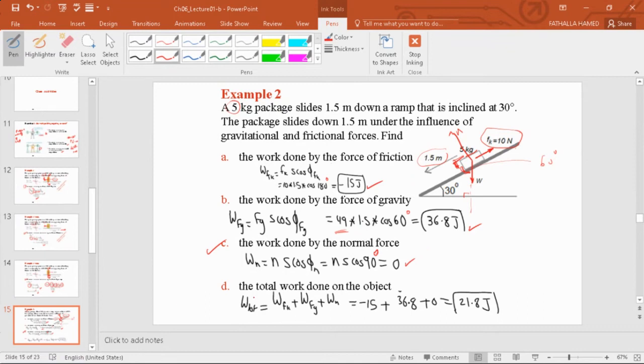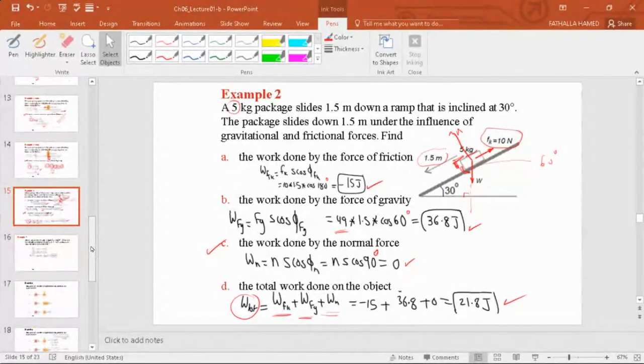So my total work here should equal the work done by the frictional force, the work done by gravity, and the work done by the normal force: minus 15 plus 36.8 plus 0, and that gives me 21.8 joules. So in this situation that we have here, the frictional force is constant, the weight is constant, the normal force is constant as well. So we can deal with the case when we calculate the work done by a constant force, but we look at the total work at the end. Is this clear?